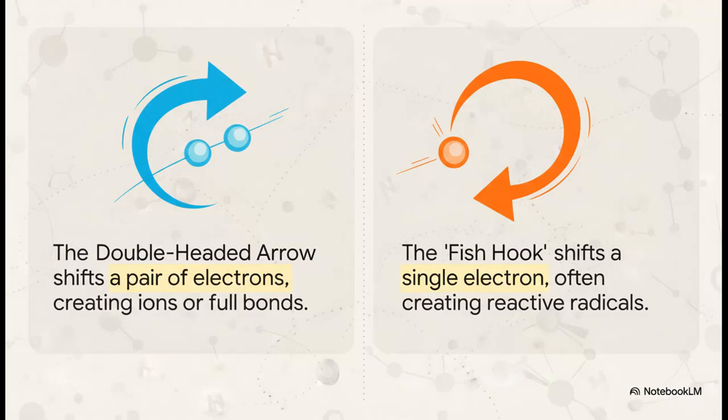Simple, right? But, and this is a big but, not all arrows are the same. There are 2 main types that you absolutely need to know. There's the standard double-headed arrow we've been looking at, and then there's this single-barbed arrow, which chemists have nicknamed the fishhook. They might look kind of similar, but what they describe are 2 totally different events.